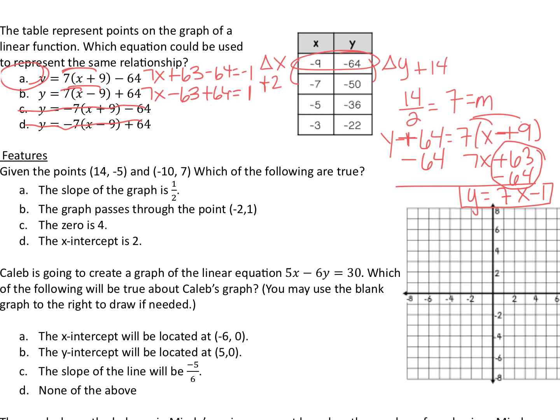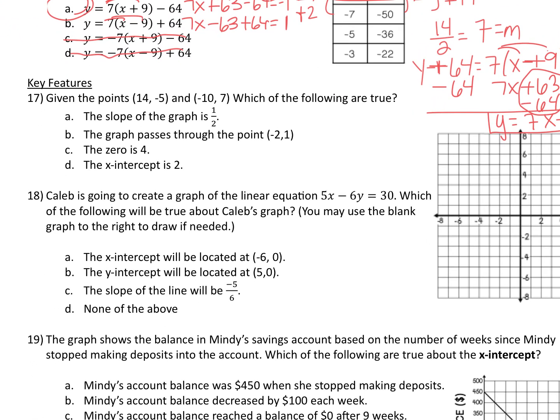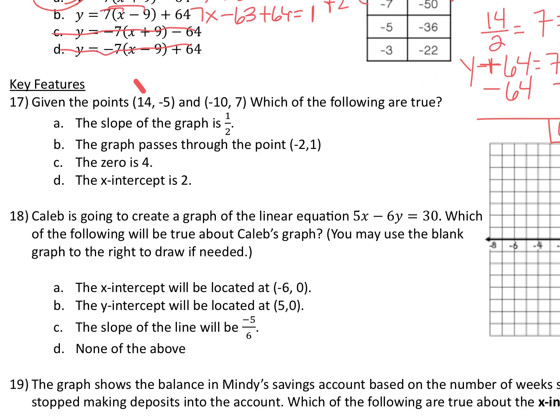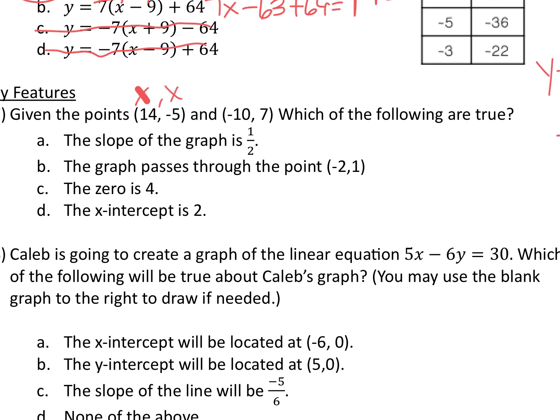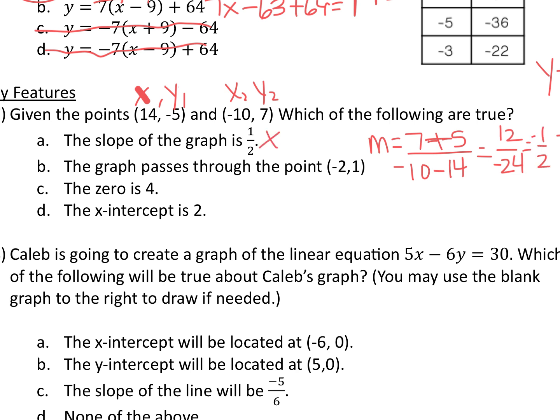Which of the following are true? So we can do slope here. Desmos is going to be very helpful for you on this one. X1, Y1, X2, Y2. You could also use lists and spreadsheets to find your slope here. 7 minus a negative 5 over negative 10 minus 14. This becomes a plus. So I have 12 over negative 24, which is a negative 1/2. And this is positive, so it's not going to be that.